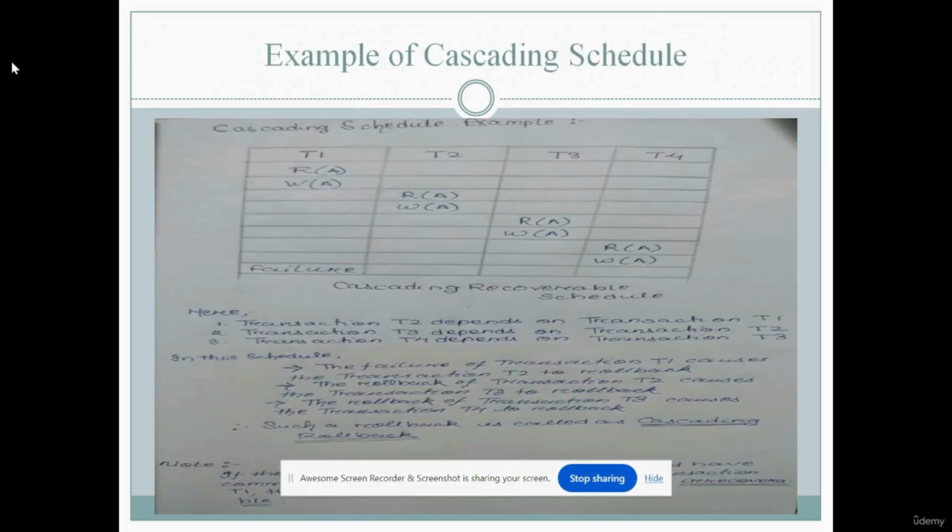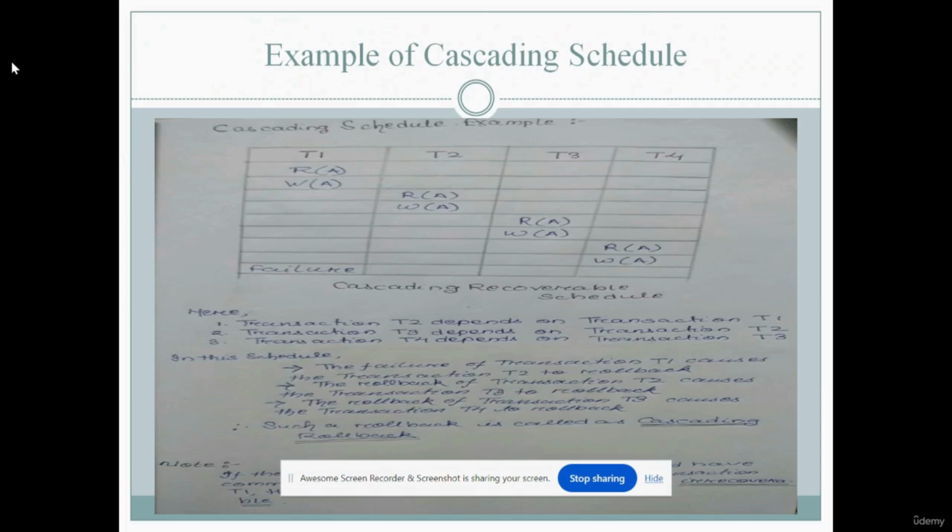Now coming to the example of cascading schedule. Here in T1, first the transaction reads A, then writes A. After that T2 reads A and writes A. After that T3 reads A and writes A. In the last, T4 reads A and writes A. After that the transaction T1 causes failure. Here transaction T2 depends on transaction T1, transaction T3 depends on transaction T2, and transaction T4 depends on transaction T3.